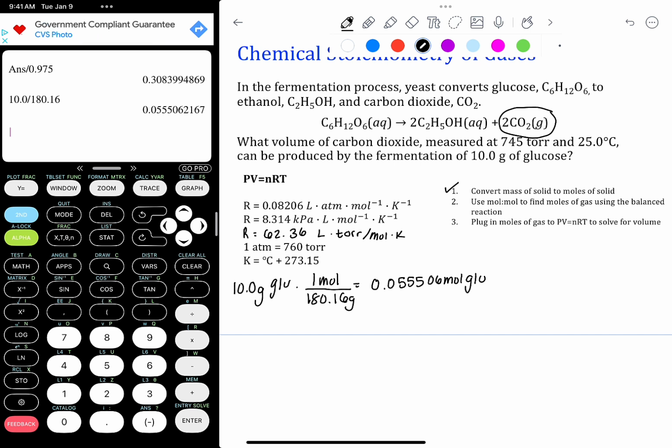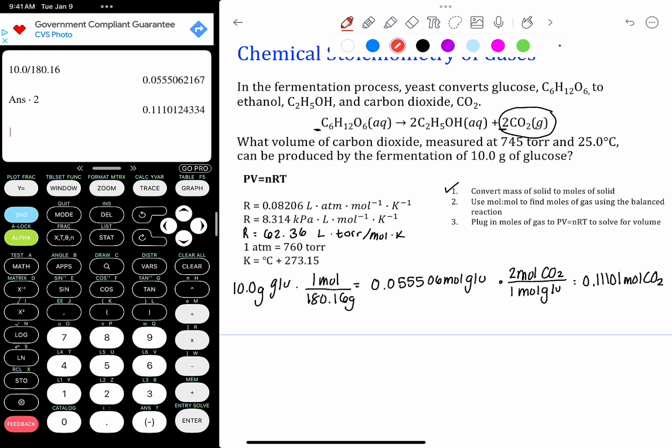Step 2, we want to use our mole-to-mole ratio to find the moles of the gas. So for every 1 mole of glucose that I put in, I get out 2 moles of carbon dioxide. So we'll take 1 mole of glucose on the bottom, so that glucose cancels, and 2 moles of carbon dioxide on top, so that we're left with moles of carbon dioxide. So we'll multiply that by 2, and we get out 0.11101 moles of CO2.